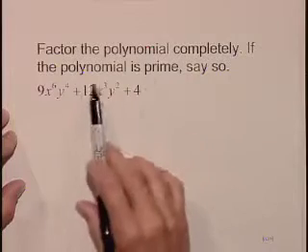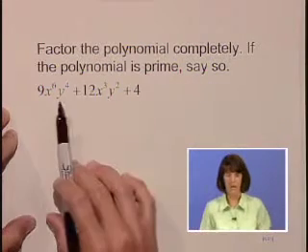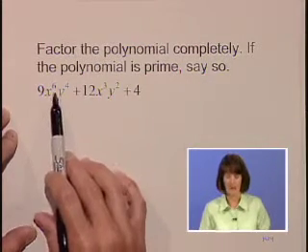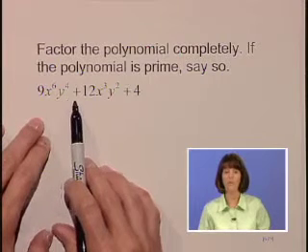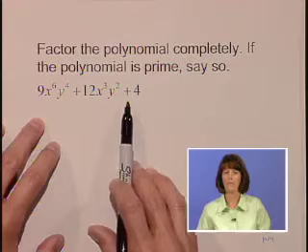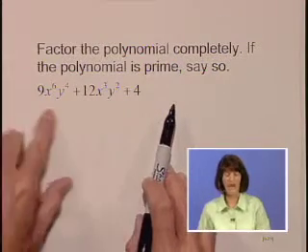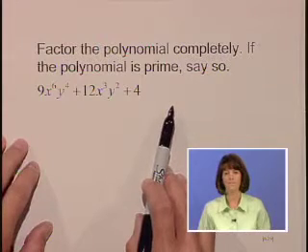Let's factor the polynomial completely. If the polynomial is prime, say so. Here we have a fairly complicated polynomial: 9x to the 6th y to the 4th, plus 12x to the 3rd y squared, plus 4. I don't see any greatest common factor to factor out.